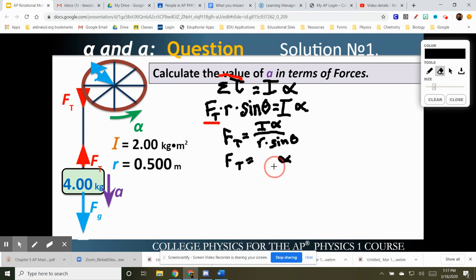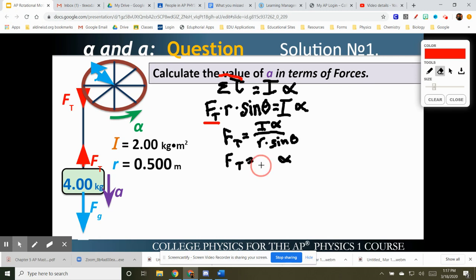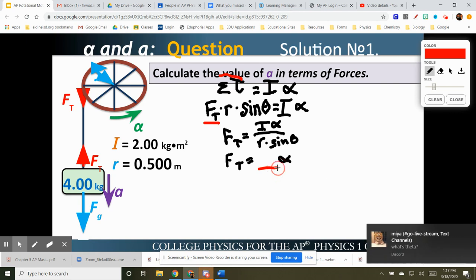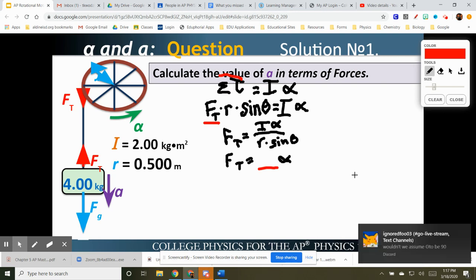To figure that out, you're going to plug in some numbers. So you're going to plug in the number for I, R, and sine theta, and give me a number that should go in front of alpha. So if theta is not given, thank you, Gabriel, then we're just going to assume that theta is 90. Good question, Mia.